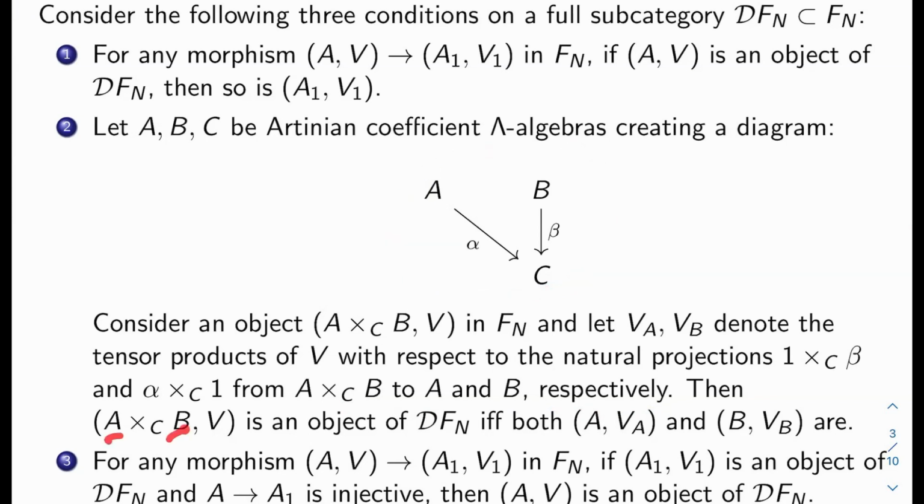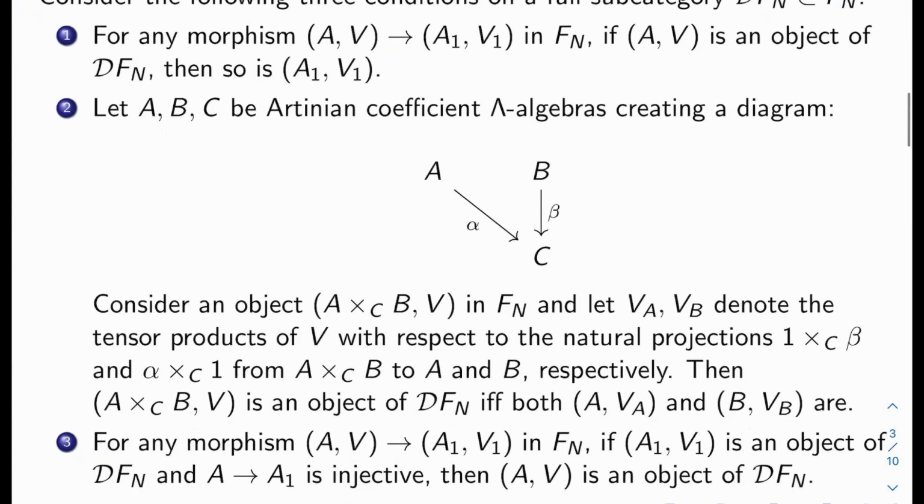Then (A cross B over C, V) is an object of D_n if and only if both (A, V_A) and (B, V_B) are also objects of D_n. Okay, so D_n should sort of be closed under products essentially. I like to think of this as being closed under intersections.